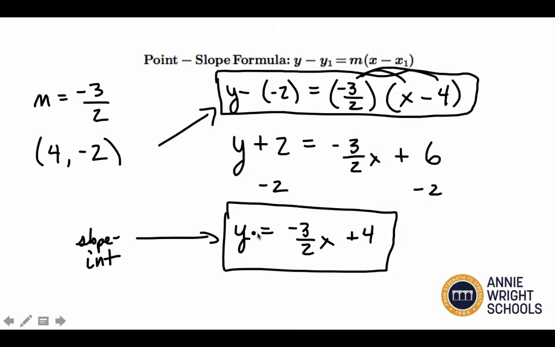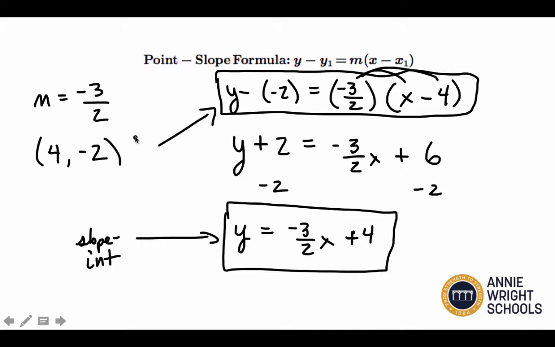Slope-intercept form is y equals mx plus b. We love slope-intercept form because it's so easy to graph from. We love point-slope because it's so easy to write. It's also pretty easy to graph from point-slope. You just go to this point and use this slope to figure out another point.